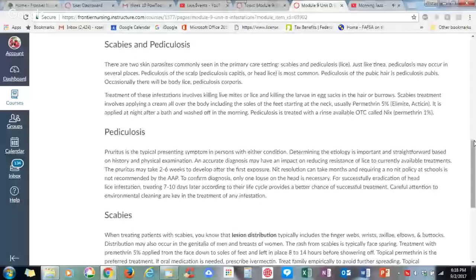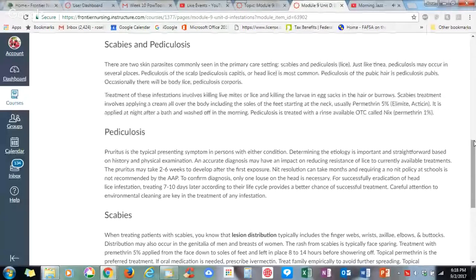Module 9, infestations. Scabies and pediculosis. There are 2 skin parasites commonly seen in the primary care setting, scabies and pediculosis, or lice. Just like tinea, pediculosis may occur in several places.